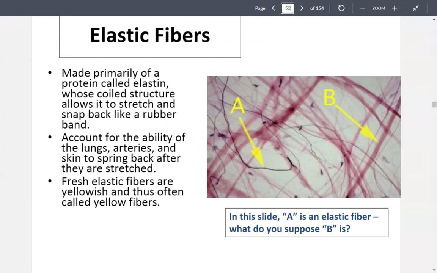after it's stretched. Pinch your skin anywhere, say on your forearm, pinch it up gently, and then let go. It bounces back into place. Now, I will say this, if it slowly bounces back into place, you are probably dehydrated, at least a little bit. So that's your sign to go drink more water. Fresh elastic fibers are going to appear yellow, so we also refer to them as yellow fibers.